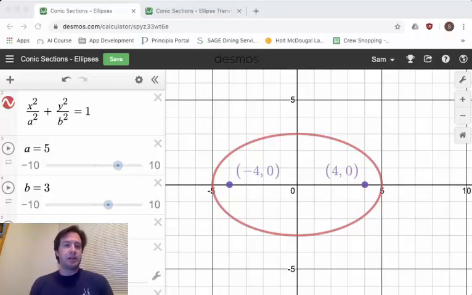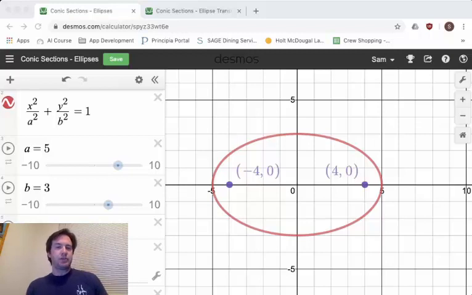And the equation for an ellipse follows the form you see: x squared over a squared plus y squared over b squared equals 1. And right now the ellipse is set so that a equals 5 and b equals 3. And there are two imaginary points that are labeled on the graph of this ellipse. Right now they're currently at 4, 0 and negative 4, 0.